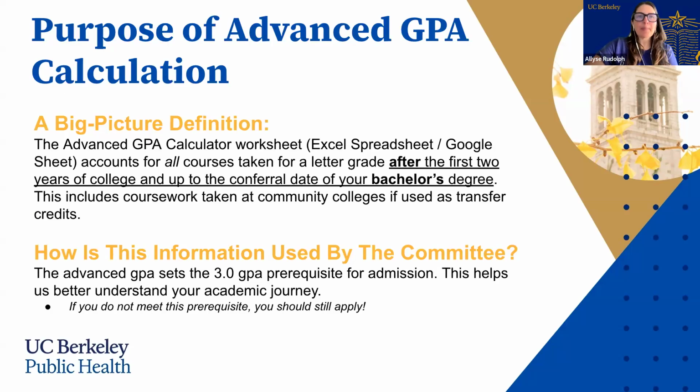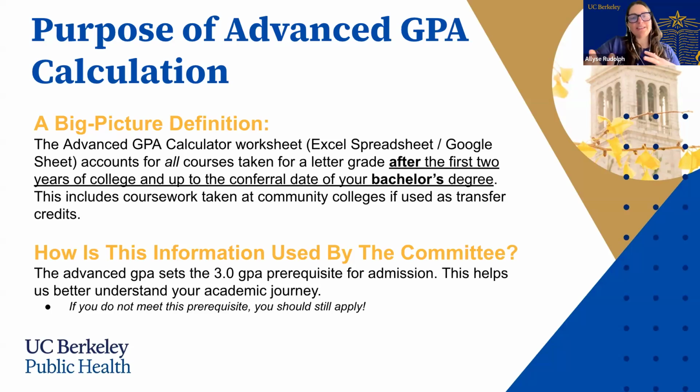All right, so what's the purpose of your advanced GPA? Why do we ask for this sort of complicated calculation? Essentially, we'll start with defining it. The advanced GPA is looking at your GPA from all coursework you took after your first 2 years of college as part of your bachelor's degree. So if you went straight to a 4-year university and it took you exactly 4 years to graduate, we would be looking at your last 2 years of coursework.